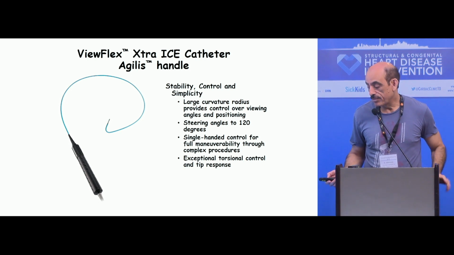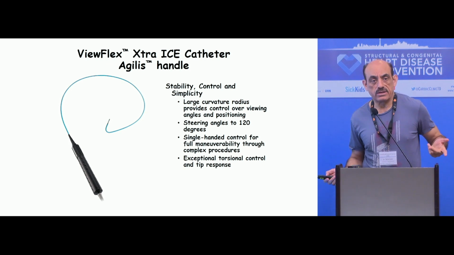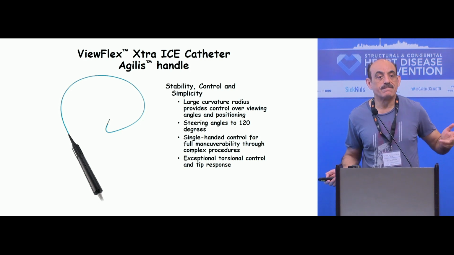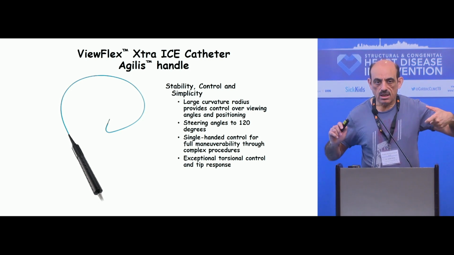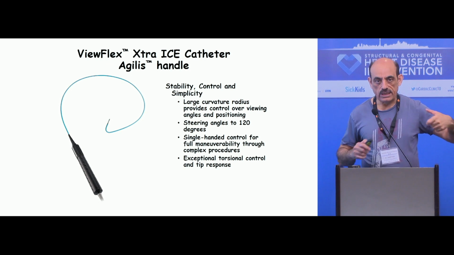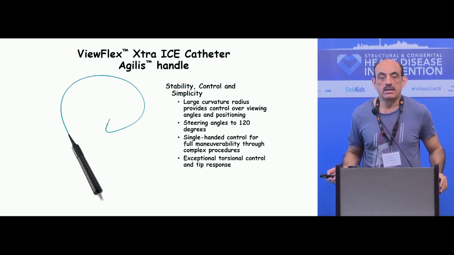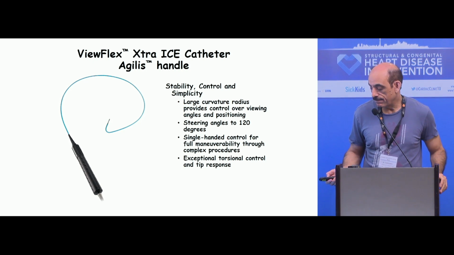This is the other catheter that is available, ViewFlex Xtra from Abbott. Its Agilis handle is very, very easy to use. Its color flow images are way better than the AccuNav images. If you are used to AccuNav, you will have a little bit harder time getting used to it, but if you do it 2 or 3 times, I think you will get very, very good experience with it.